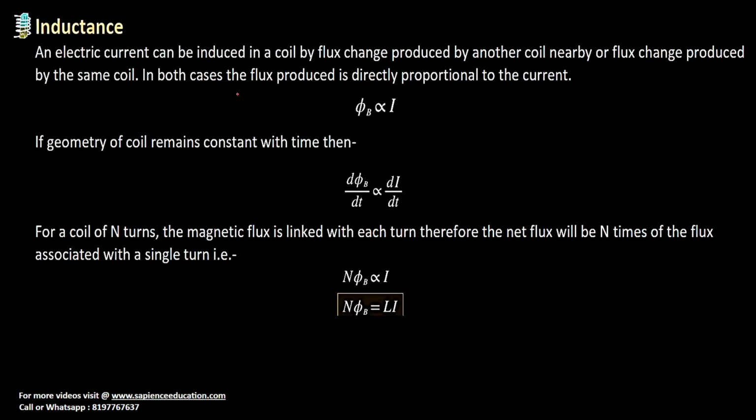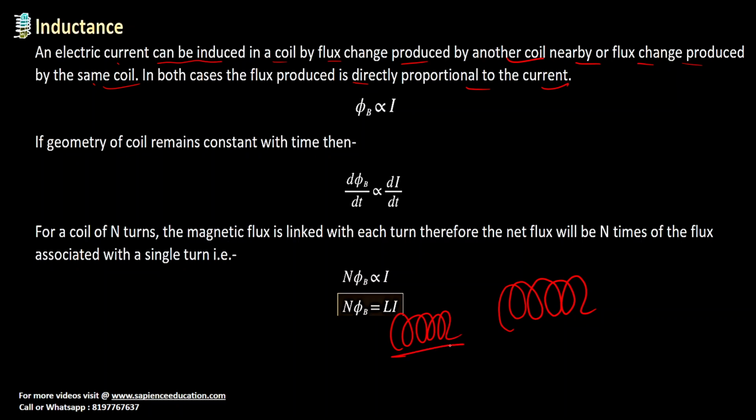Now, see here, an electric current can be induced in a coil by a flux change produced by another coil nearby, or by a flux change produced by the same coil. In both cases, the flux produced is directly proportional to the current. So there may be a change in flux due to self current, and there may be a change in flux due to the outer coil's current. Okay. So in both cases, phi is proportional to the current.